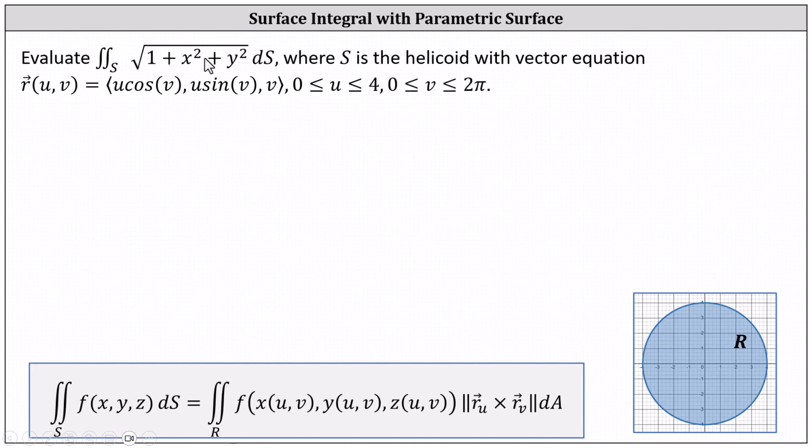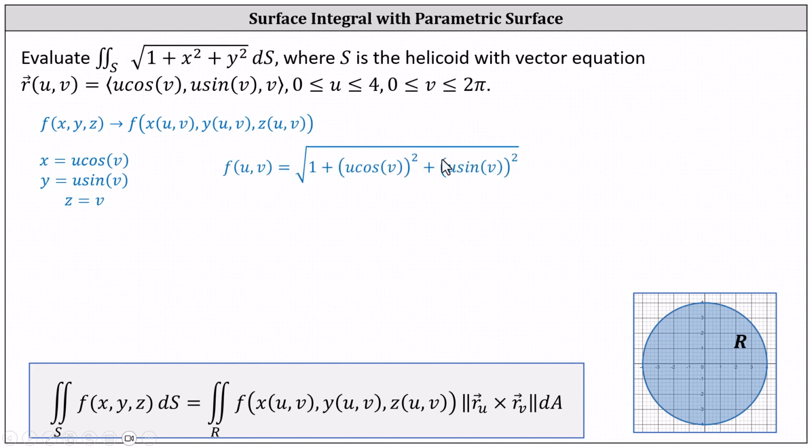We begin by writing the original integrand function as a function of u and v. Using r of u comma v, we have x equals u cosine v, y equals u sine v, and z equals v. Performing substitution into the original integrand function, we have f of u comma v equals the square root of the sum of 1 and the square of u cosine v and the square of u sine v. To begin to simplify, we square u cosine v, square u sine v, and then factor out u squared, which gives us the square root of the sum of 1 and the product of u squared and the sum of cosine squared v and sine squared v. Cosine squared v plus sine squared v equals 1, and therefore f of u comma v equals the square root of the sum of 1 and u squared.